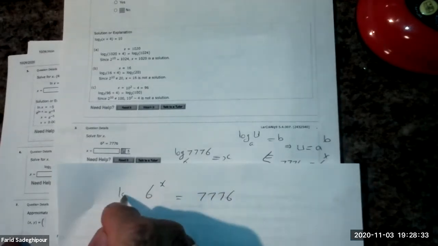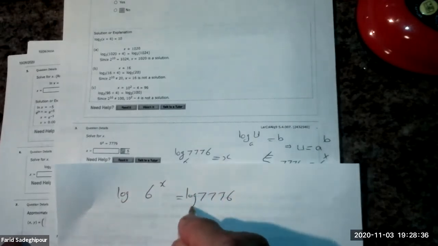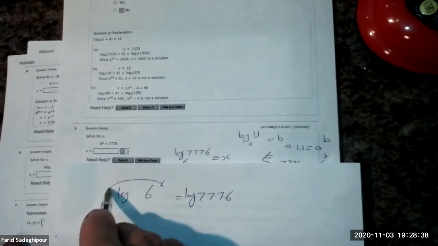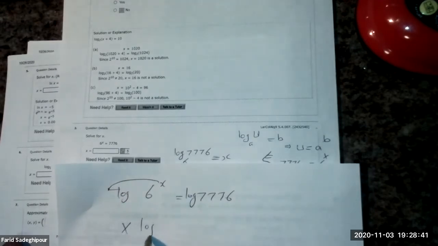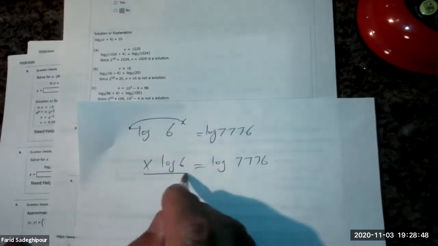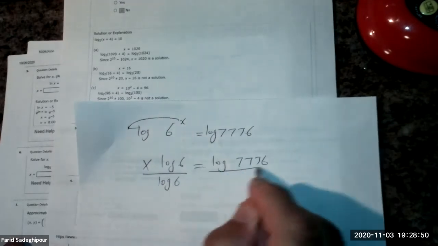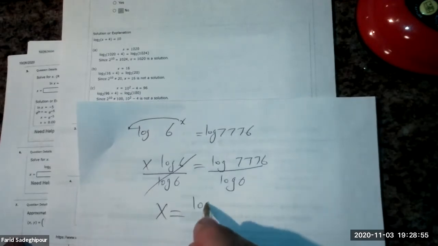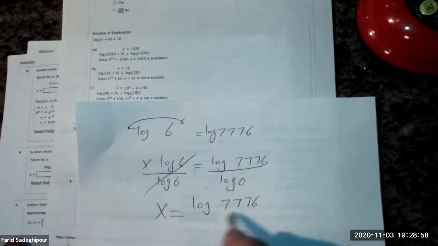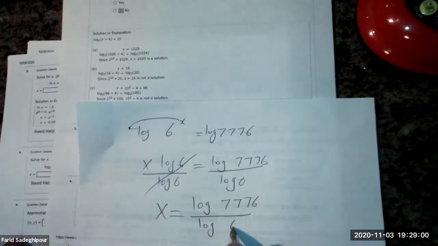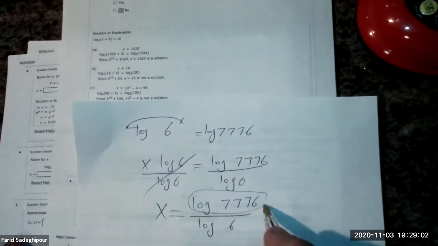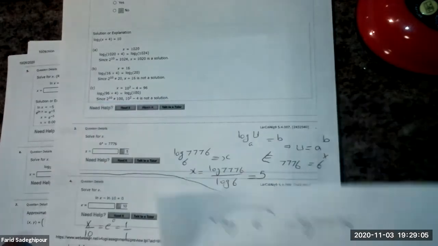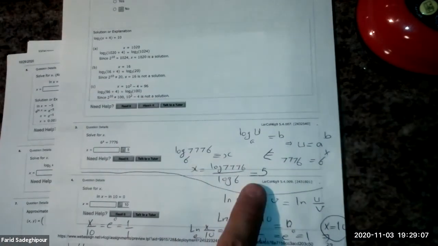You put the log on this side or log on that side. This x comes to the front. Then you have x log of 6 is equal to log of that number, right? And then to find the x, you divide both sides by log of 6. So the value of x is log of that divided by log of 6. So you use your calculator, you find this, you find that, divide. That should give you the number that they have here, which is 5, okay?